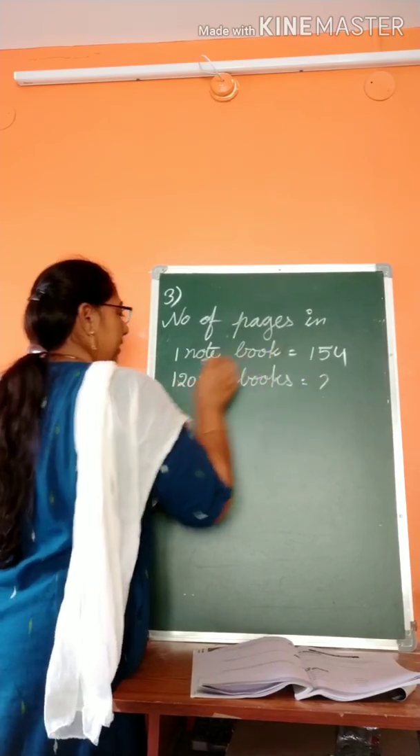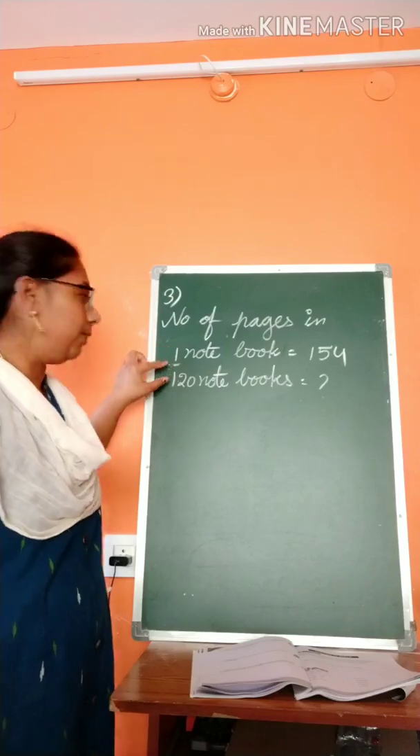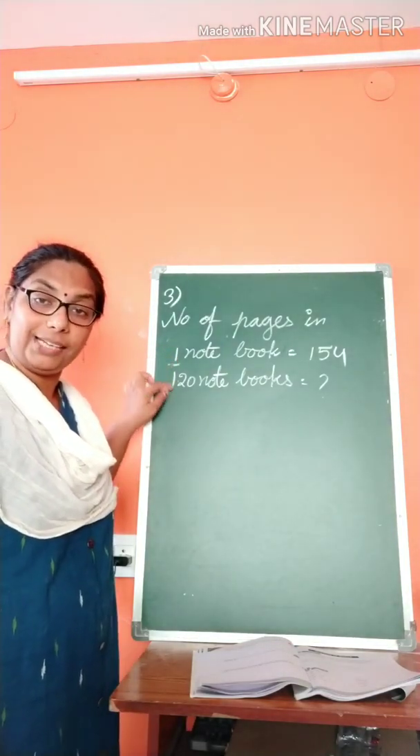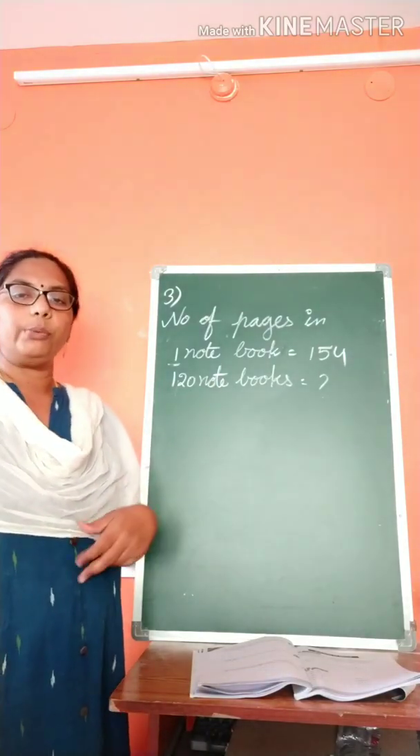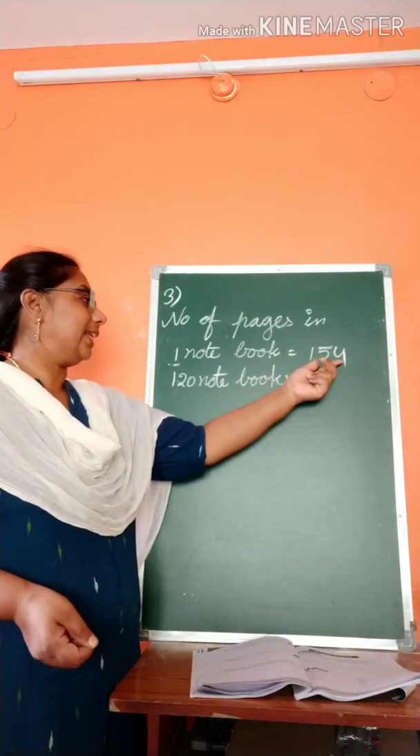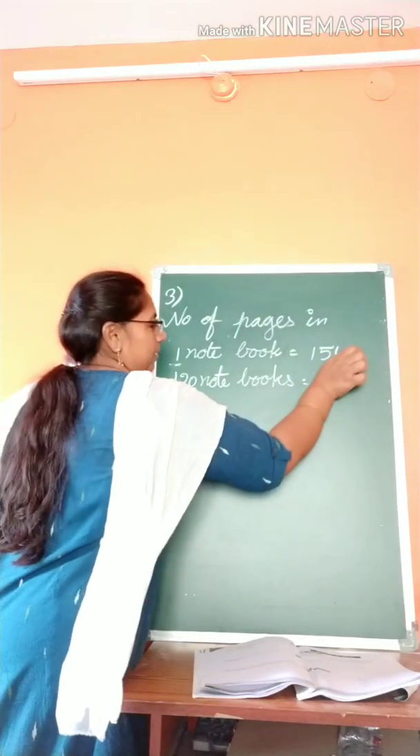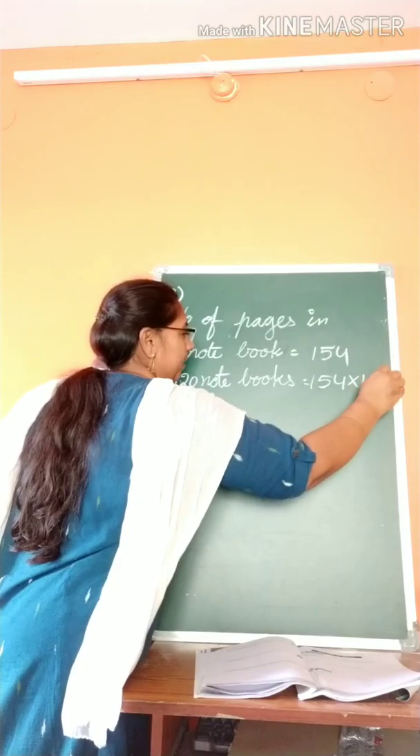See here, children. Here they gave the value of the number of pages in one book, and we have to find the number of pages in 120 books. Means the one book less number is given and the more number we have to find. When we need to find out the more number, what do we have to do? We have to do multiplication. So we have to multiply 154 with 120.